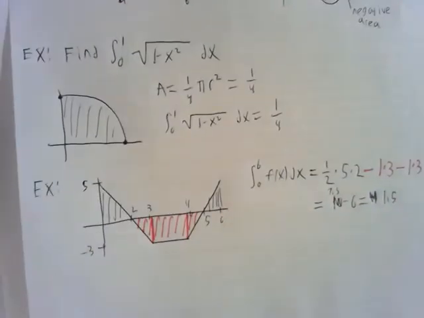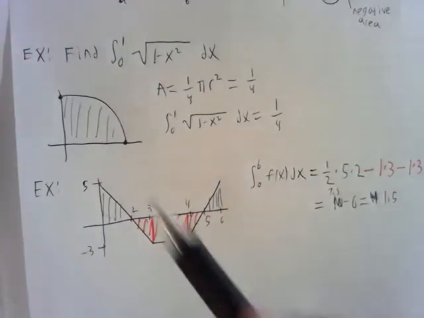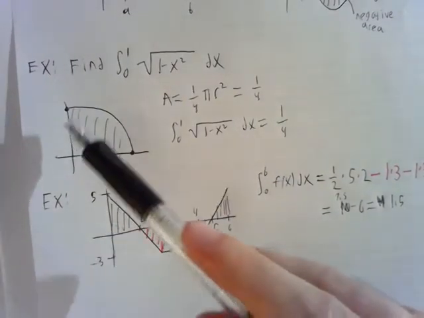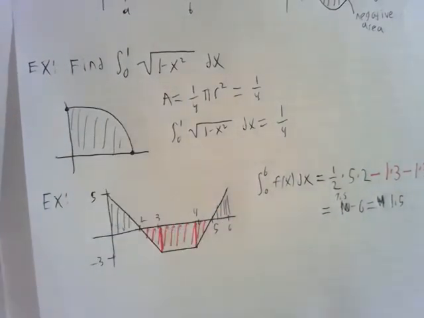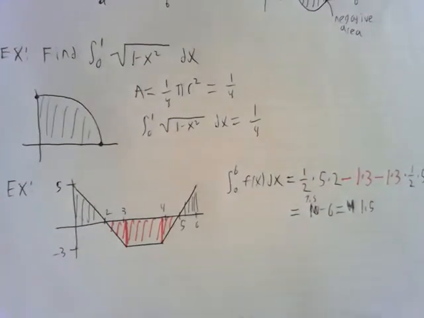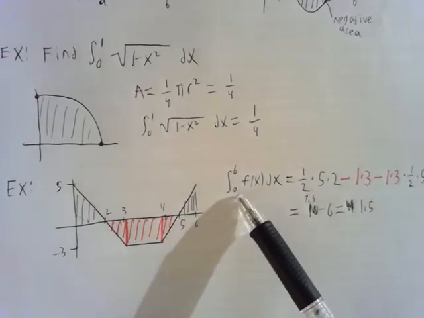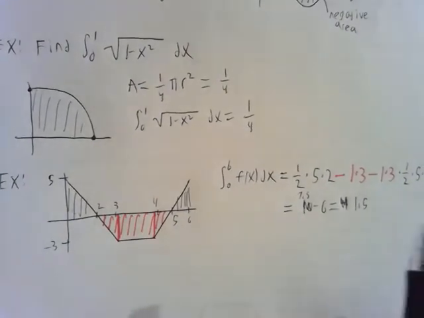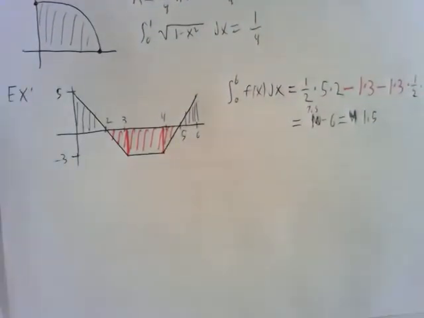Okay, so the point of these 2 examples is that if we have a nice geometric shape, like lines or a semicircle or something that we're familiar with geometrically, then we can find the area and therefore find the definite integral just by using fundamental facts of geometry. But what if we have some complicated shape?